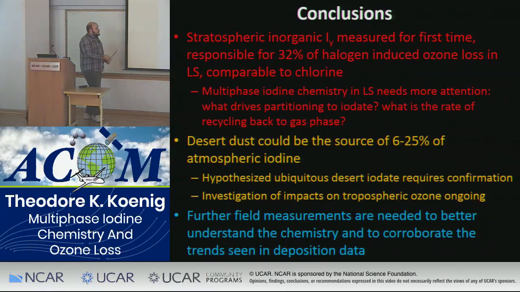Desert dust could be a significant source of iodine to the atmosphere. We have this hypothesis that there should be a ubiquitous small amount of iodate present in almost all dry dust. More measurements are needed to actually check whether that's the case. And so we also need to investigate how big of an impact this has on tropospheric ozone.